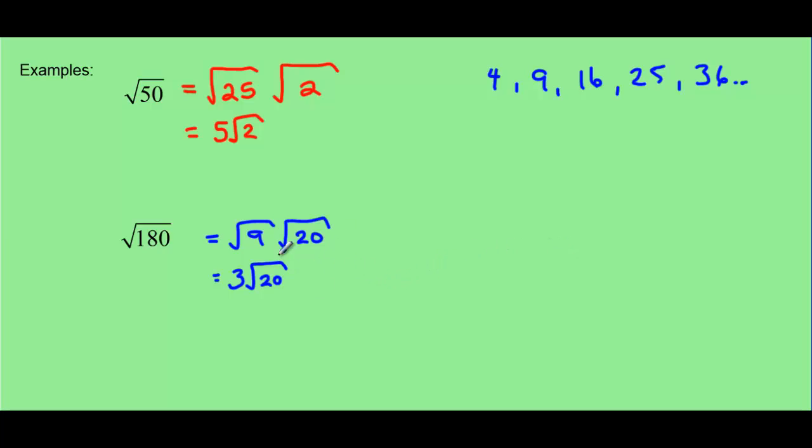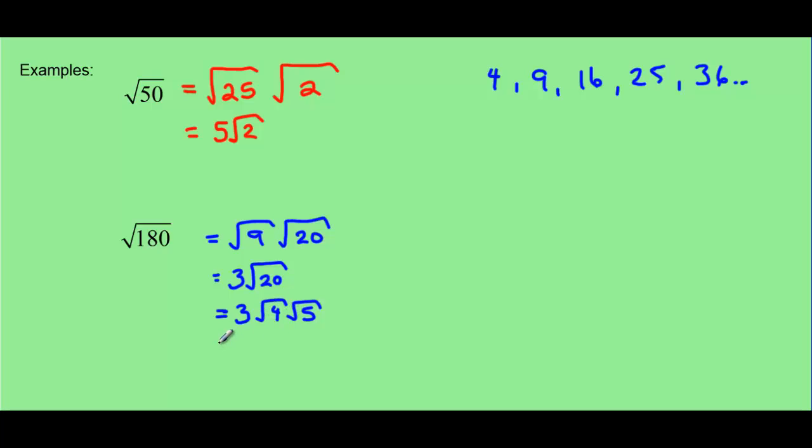So we just did one step here to simplify. But look at the square root of 20. Can we simplify that number further? Well, looking at our perfect squares, the number 4 can also multiply into 20, and 4 is a perfect square. So we can now rewrite the square root of 20, keep that 3 there, as the square root of 4 times the square root of 5. 4 times 5 equals 20.